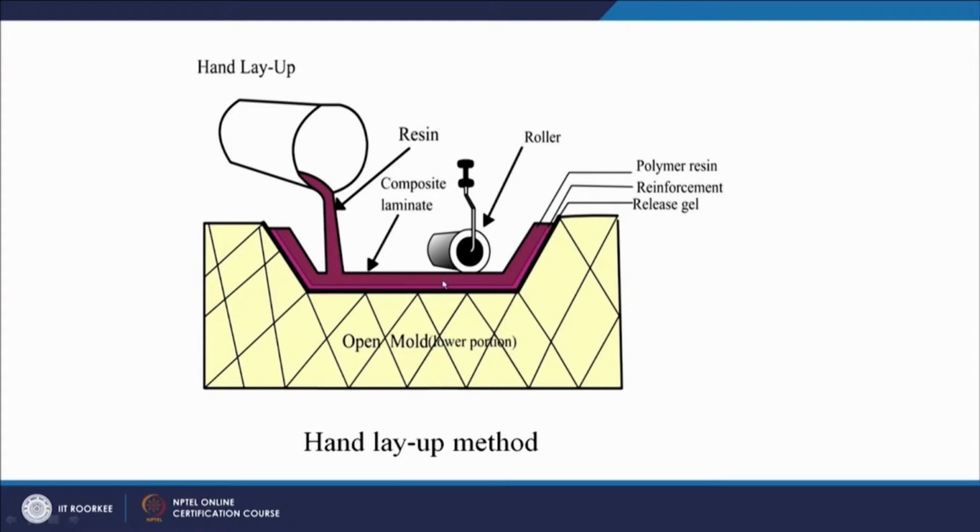Then we have a release gel. Here we have a release gel. Why release gel is used, we will see. Then we have the reinforcement, that is a fibrous reinforcement in the form of continuous fibers. Then we have the polymer resin. Here you see the polymer resin coming from this container.